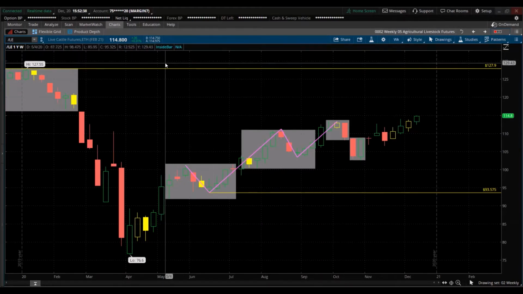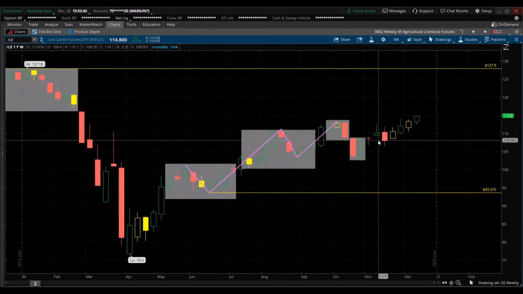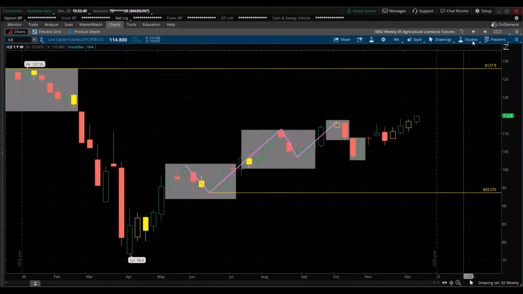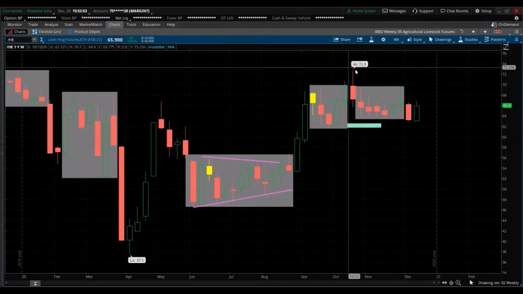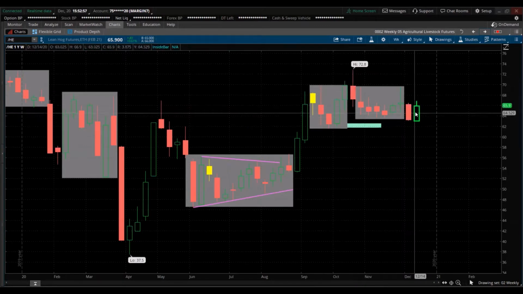We're looking here at live cattle. Here's the high for the year. And we're trending higher, but on smaller trading ranges each candle. Looking here at lean hogs. Here's the high for the year. It's back inside this consolidation phase.